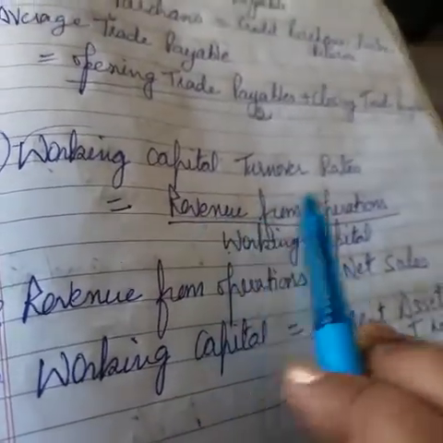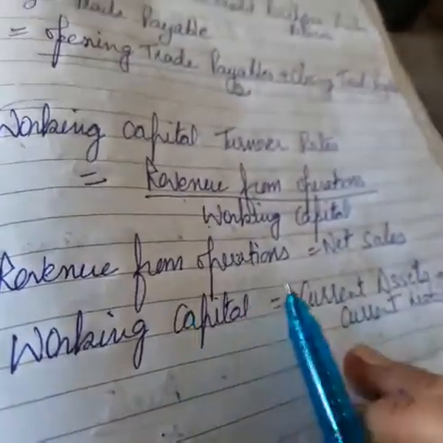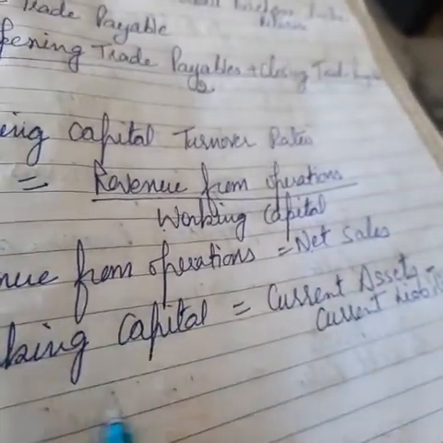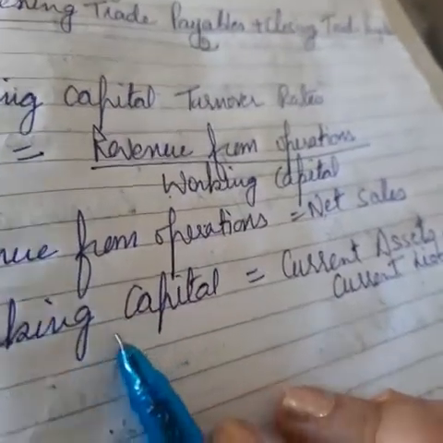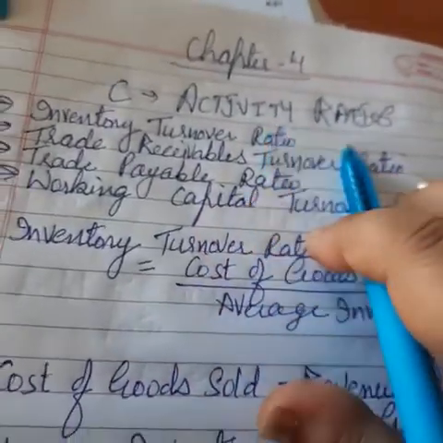Now revenue from operations means net sales, and working capital is current assets minus current liabilities, means the money required in order to pay current liabilities. So that is called working capital. So these were our 4 ratios related to activity ratios.